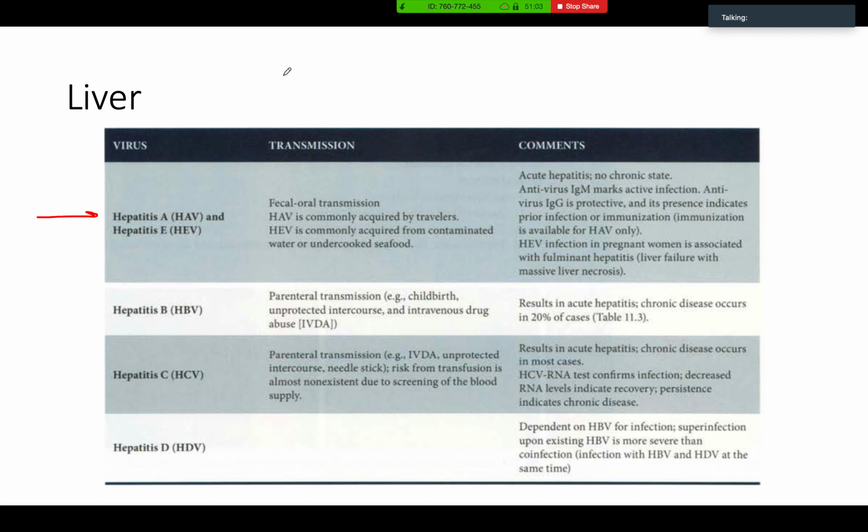Which one's fecal oral? We have A, B, C, D, and E. Go ahead. A and E, very good. Okay.